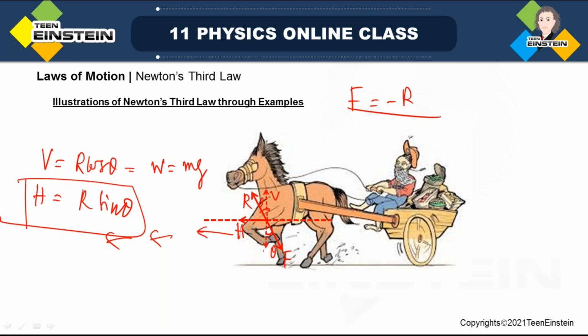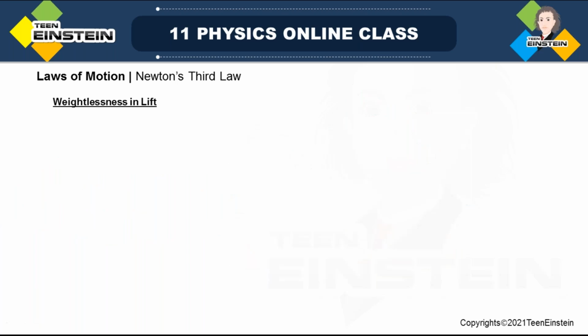So these were a few illustrations from Newton's third law of motion. Now one more important and very interesting illustration of action and reaction we'll learn, that is weightlessness. What is that?